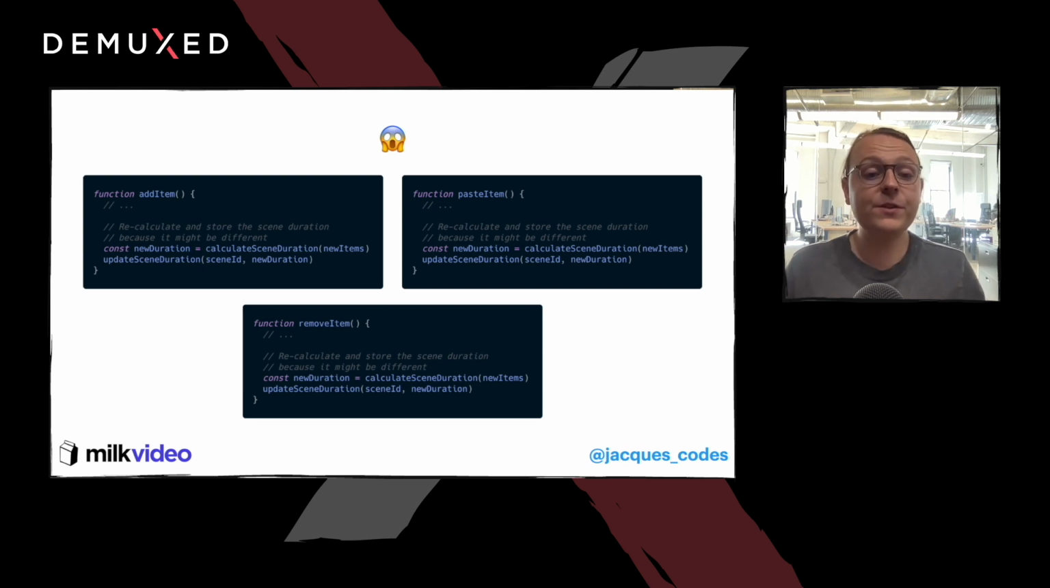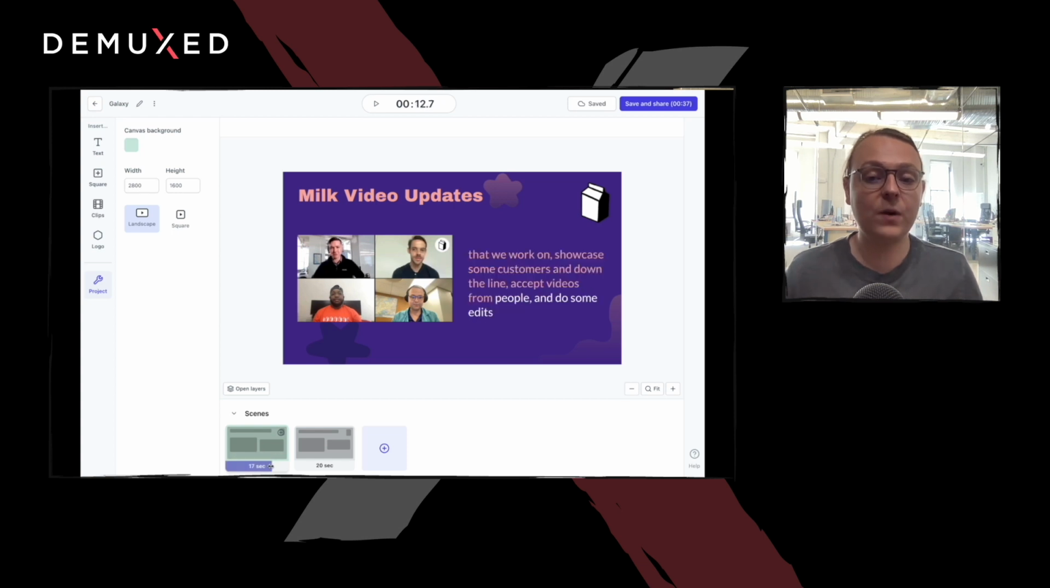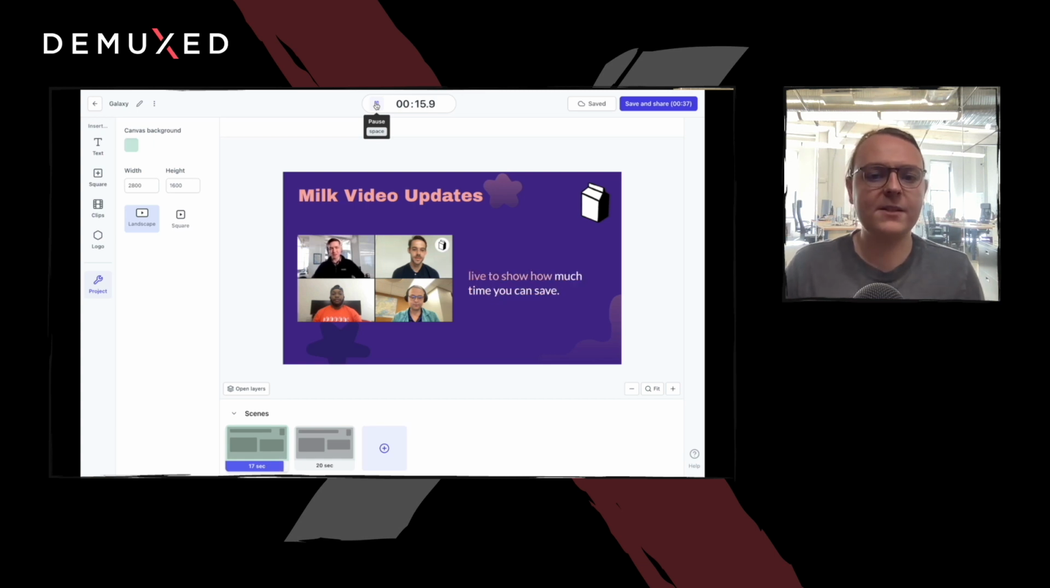And not only did we store each scene's duration in its own state, we also stored the active scene in its own state. So when the user pressed play, we had to compute what the active scene was, meaning which items should display on the canvas. But what if playback was paused and someone deleted a scene, for example? Well, then we'd have to add logic there too to also recalculate the active scene.